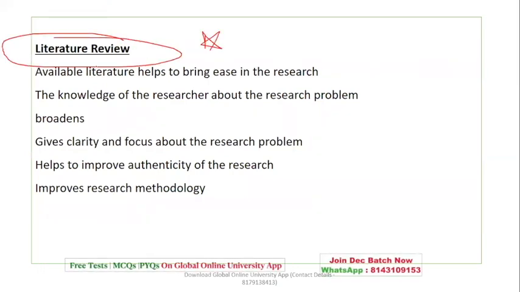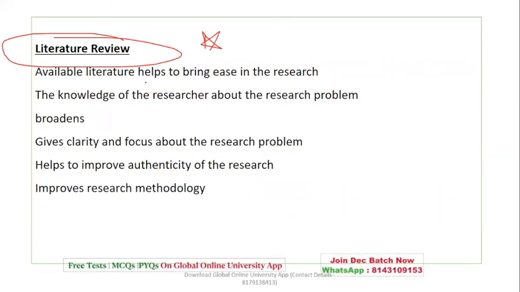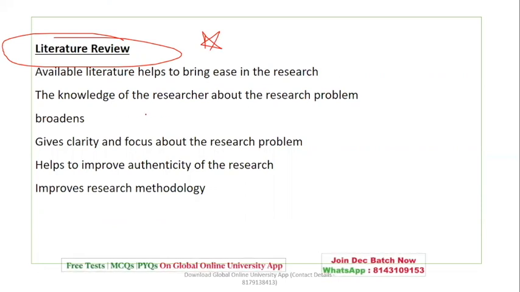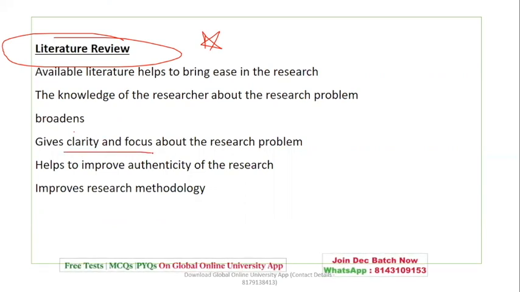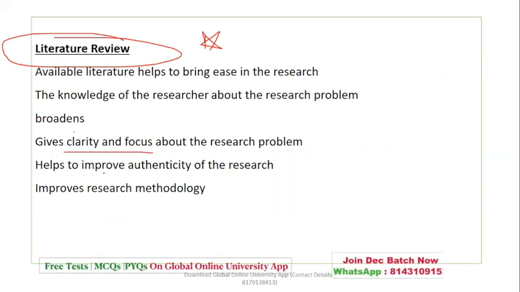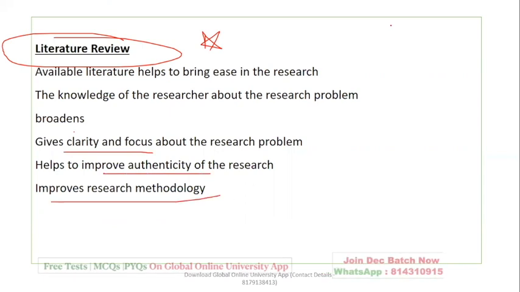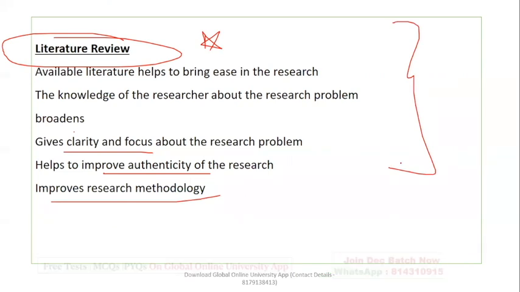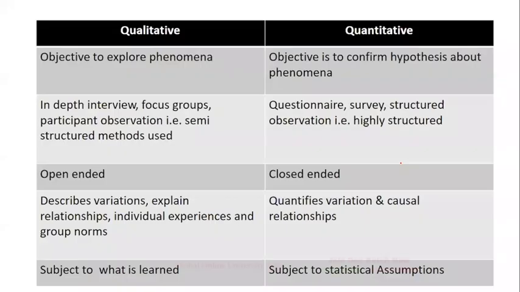Now, literature review is a new topic, a new concept. So basically, what comes out of literature review, how is it helpful? It helps to bring ease in the research. It helps to gain knowledge for the researcher about the research problems. It gives clarity. It focuses the research problem. It improves authenticity and it improves research methodology. So basically, this goes with research literature review. How literature review is used in research can be a part of it.